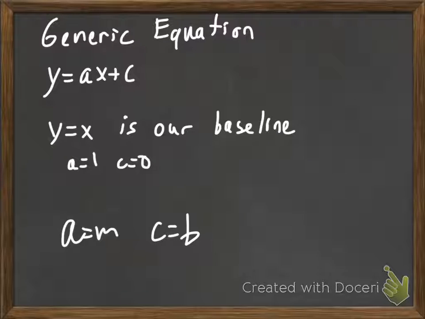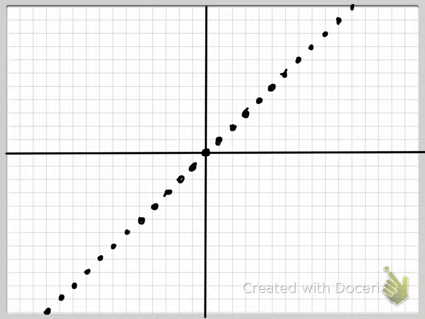So our a is 1. Remember, if you don't see a number in front of x, then it's a 1, and our c is 0 because there's nothing there. Nothing is represented by 0. So y equals x is our baseline equation. And just to see what that looks like on the graph, this is what that looks like. So we start with our c, 0, and then our up 1, right 1, up 1, right 1. So this is our generic equation, and everything that we do is going to be based off this.